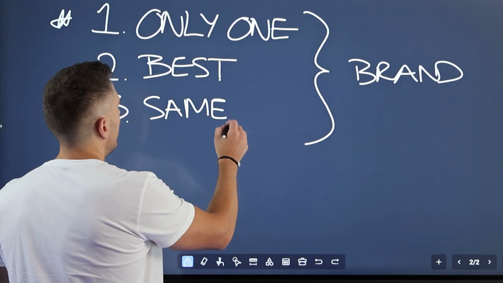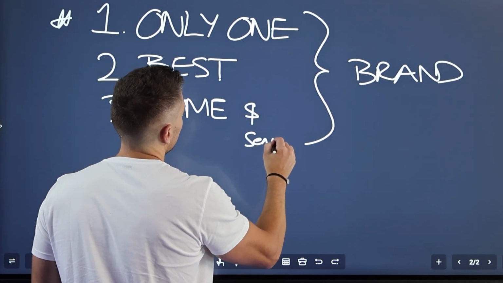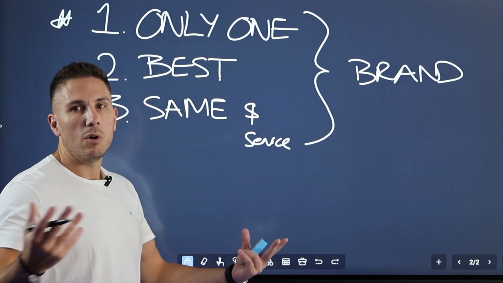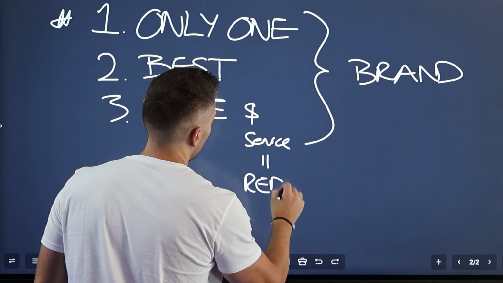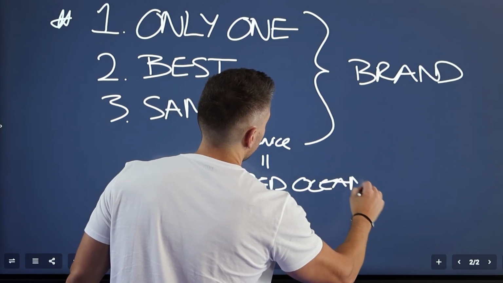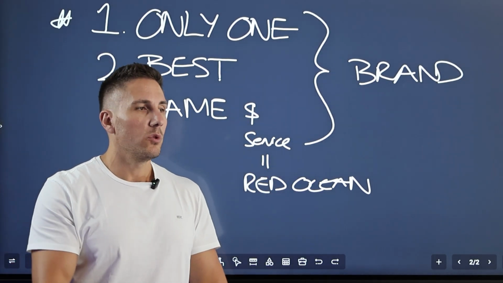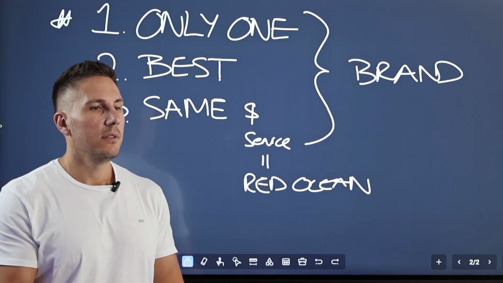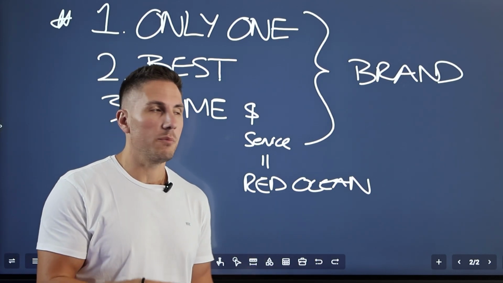Meaning that you have the exact same price, exact same service, and you are what we call in a red ocean. So if you've read the book called Blue Ocean Strategy, very cool book, it talks about how to stand out in the marketplace, creating a USP, creating a new market for yourself, basically because of that USP.